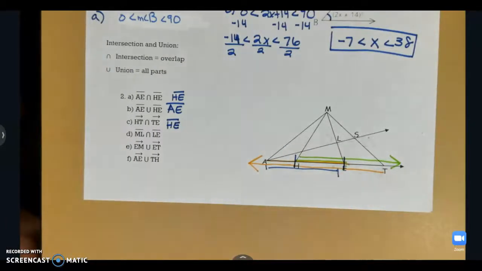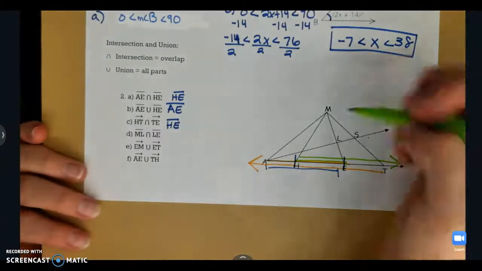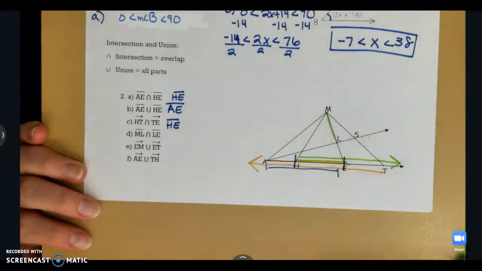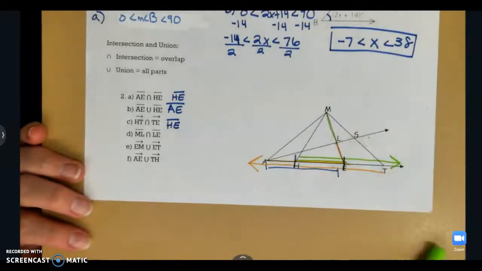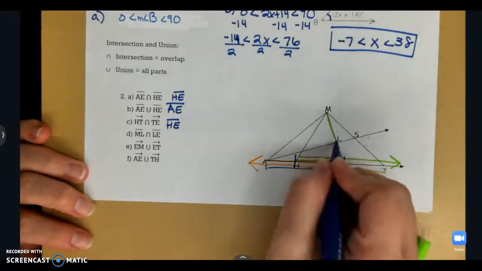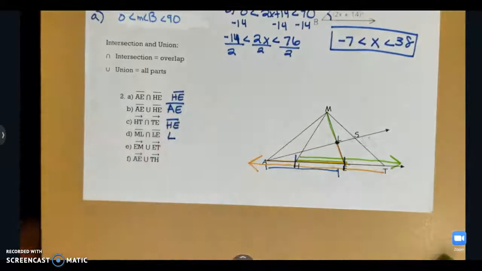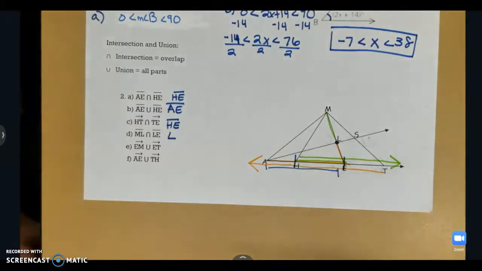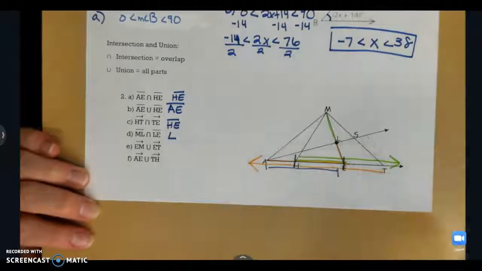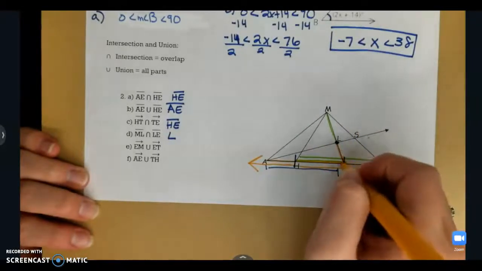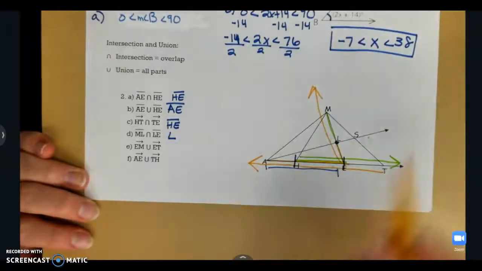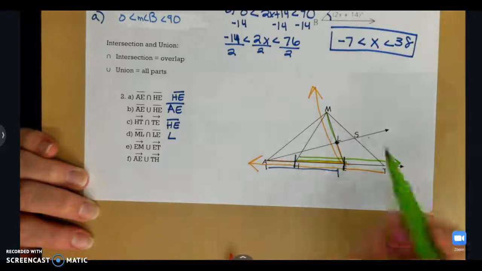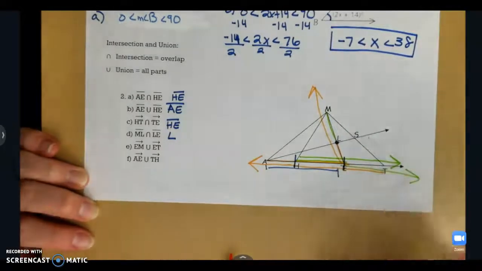Then part D wants me to find the intersection of ML, here's ML, and LE. And the only place where they overlap and intersect is at point L. Then on E, we're looking for the union of ray EM. I'm going to do yellow so you can see it better. EM, it's going that way along here, EM, and ET. ET is going that way.